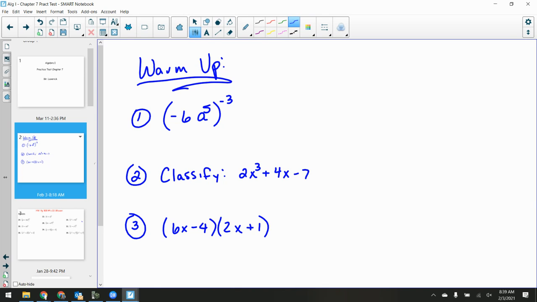Okay, so this warm-up here. What does that negative exponent do on that negative 6a to the 5th? Now, let me ask you this. Did anybody try to distribute it in? Because I wouldn't do that. I would evaluate the negative on it and then distribute it in. Okay, so if you did distribute it in, be careful with that.